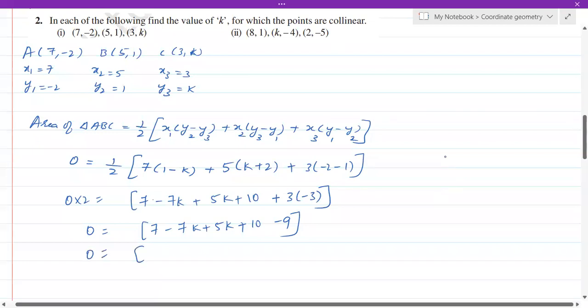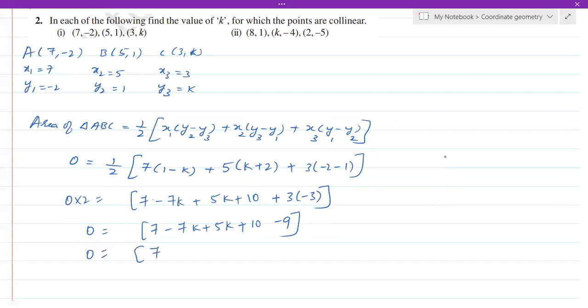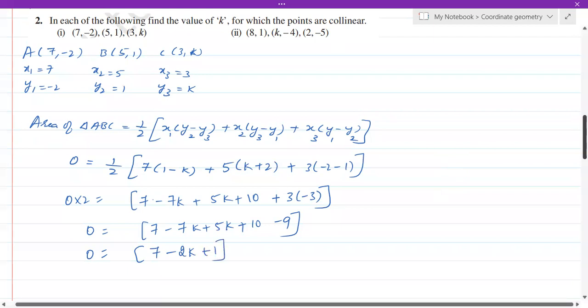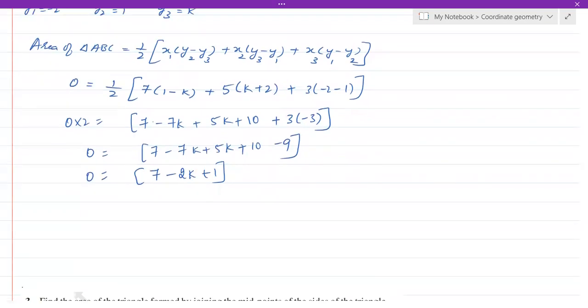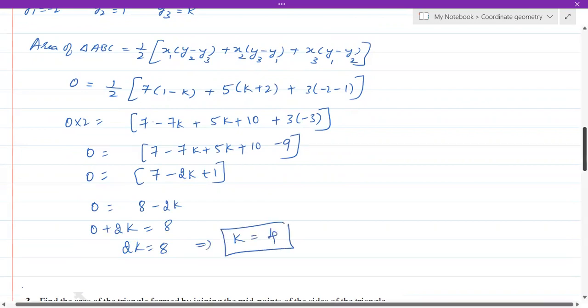Zero equals 7 minus 7k plus 5k, which will become minus 2k, plus 10 minus 9, which is 1. Now you can further simplify this. 7 plus 1 is 8. So 0 equals 8 minus 2k. The minus 2k on the other side will become plus 2k. 0 plus 2k is equal to 8. So 2k is equal to 8, which implies k is equal to 8 by 2. 8 by 2 is 4. Therefore the value of k is 4.